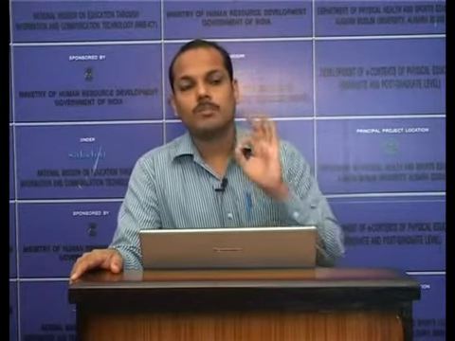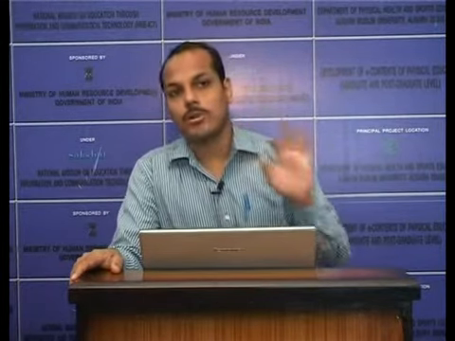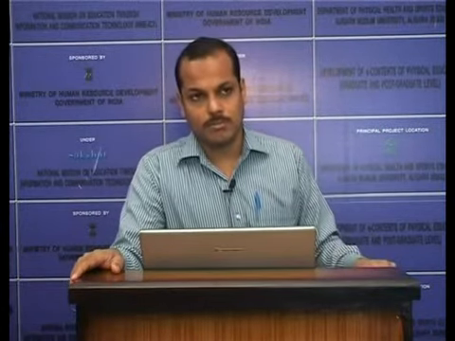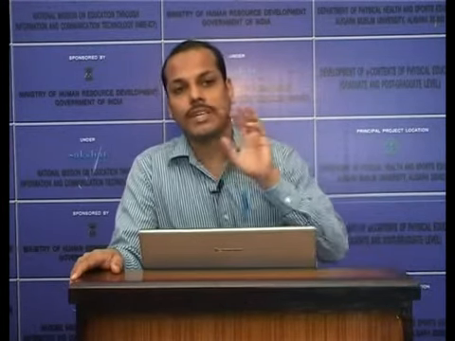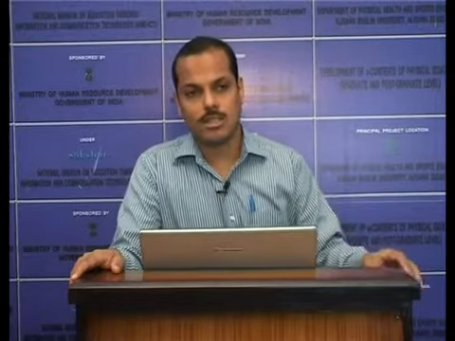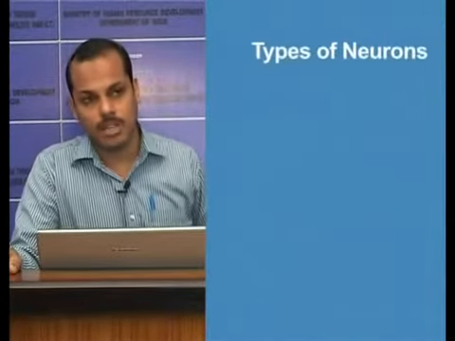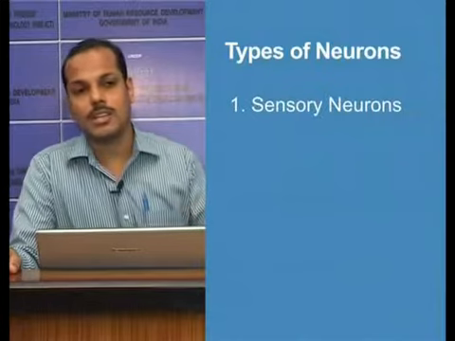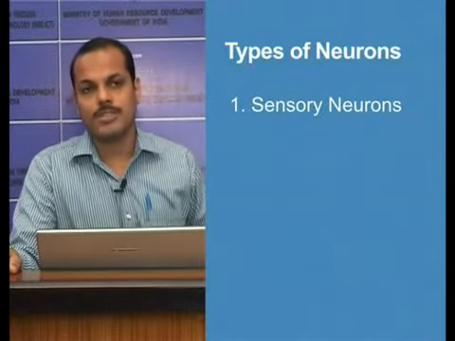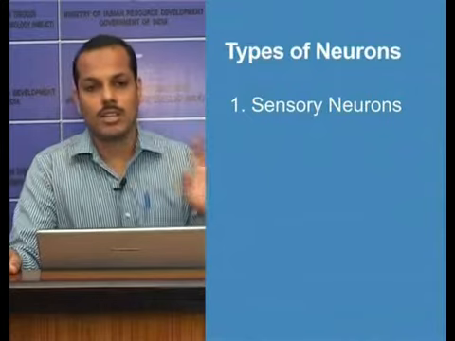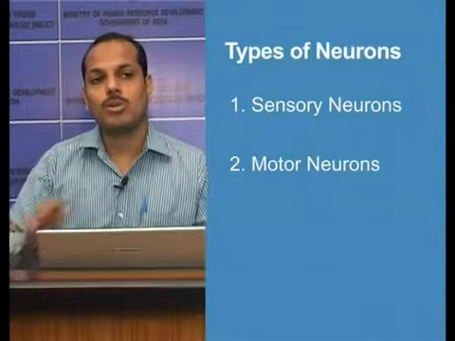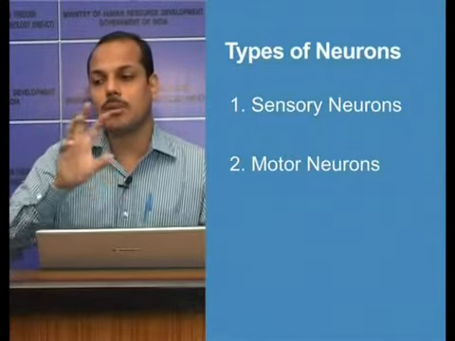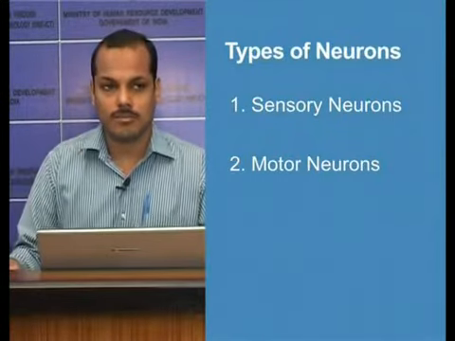Now, like we discussed about the nerves, there are different types of neurons available. That is mainly based on the location and direction of the neuron which conducts the impulses. There are mainly 3 types of neurons. The first one is sensory neuron. Sensory neuron means it carries impulses to the central nervous system. Then there are motor neurons. Motor neurons are the neurons which carry impulses away from the central nervous system.